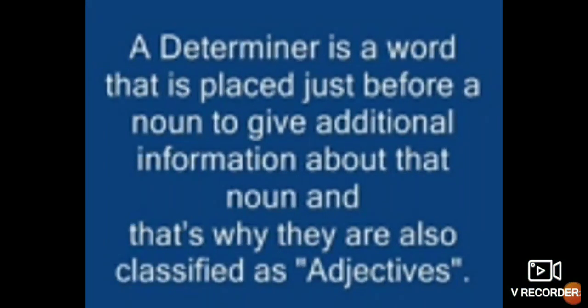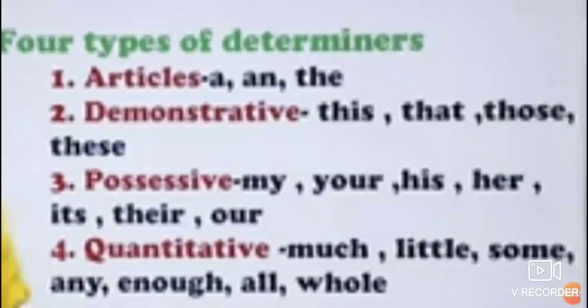A determiner. What is a determiner? A determiner is a word that is placed just before a noun to give additional information about that noun, and that's why they are also classified as adjectives. In very simple language, determiners are words which are placed before the noun. It is always placed before a noun.